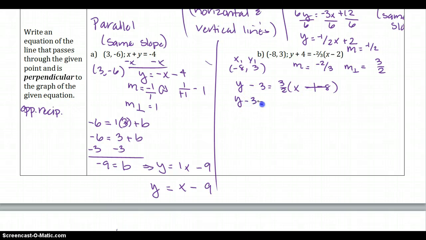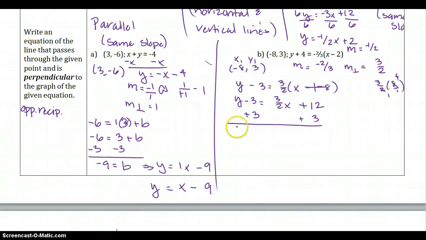So y minus 3 is equal to 3 over 2 x. And then 3 over 2, I'll show my work, times 8 over 1. 2 becomes 1. This becomes 4, so I get 12. Excuse me. Then I'm going to add 3 and add 3. y is equal to 3 over 2 x plus 15. And there you have it. Thank you so much.